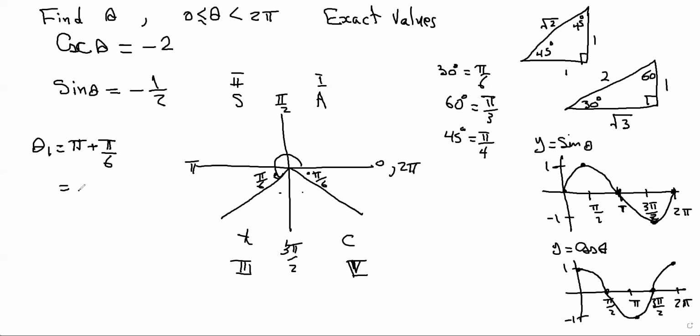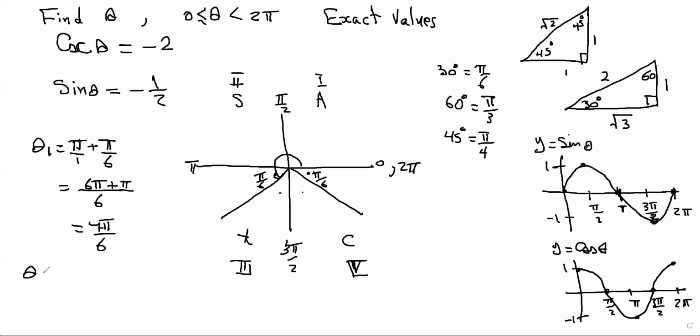which is the common denominator here is 6. That's 1. 6 divided by 1 is 6. 6 times pi is 6 pi, plus 6 divided by 6 is 1. 1 times pi is pi, so that's 1 pi. And 6 pi plus 1 pi is 7 pi over 6. And that's your first answer.